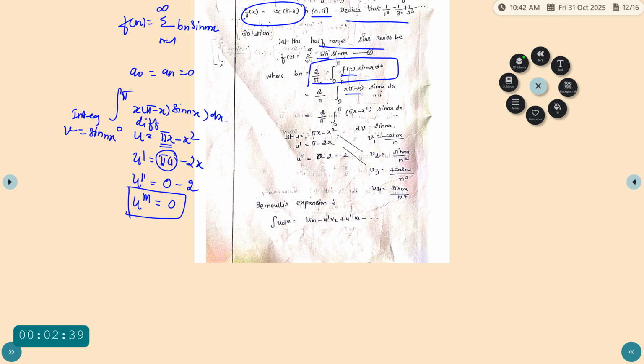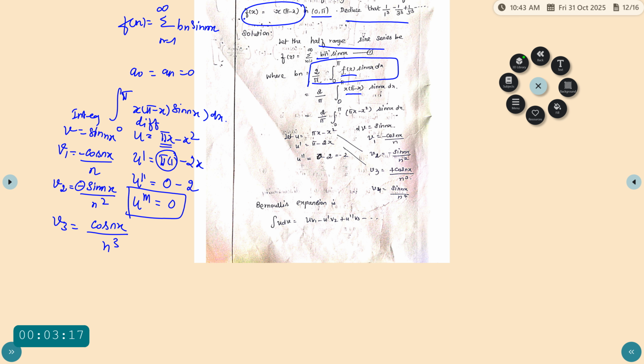Next we can take the first integration of sin nx. Integration of sin nx we know very well. The integration of sin is minus cos nx by n, where n is the coefficient of x. The second integration, v2, is the integration of cos nx, which is plus sin nx, and already we have one minus, divided by n square. And the v3 value is the integration of sin nx, which is minus cos nx. Already we have one minus here, so minus of minus gives plus cos nx by n cube.